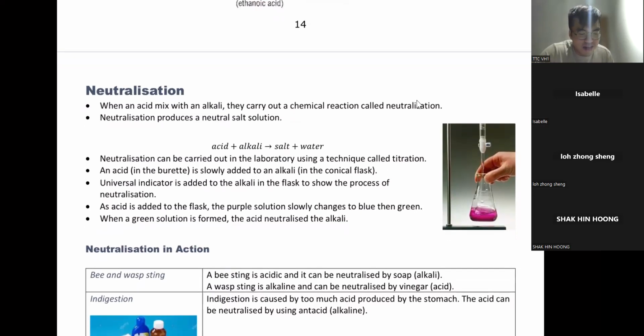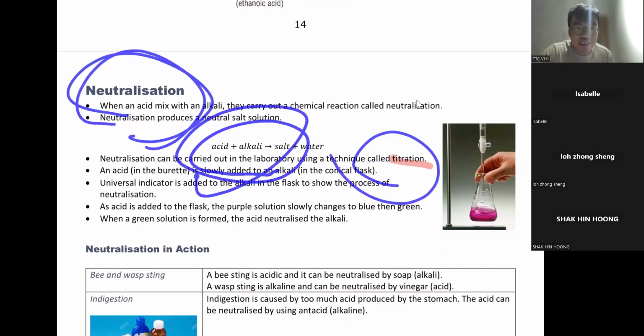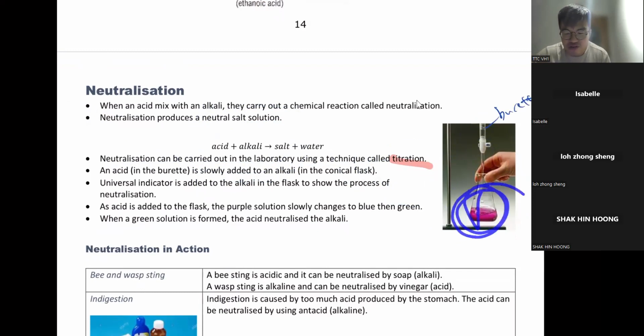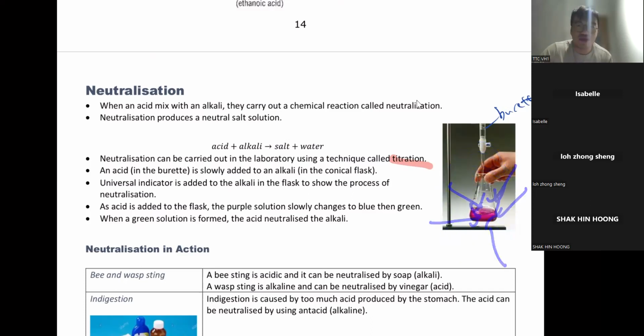So many, right? Neutralization can be carried out in the laboratory using a technique called titration. Guys, pay attention to titration. Do not confuse neutralization and titration. Neutralization is the reaction. Titration is the technique, the experiment. I think I told you this, right? The technique that you're doing uses a burette, and you're dripping acid into a conical flask. This is titration. The reaction inside is neutralization.